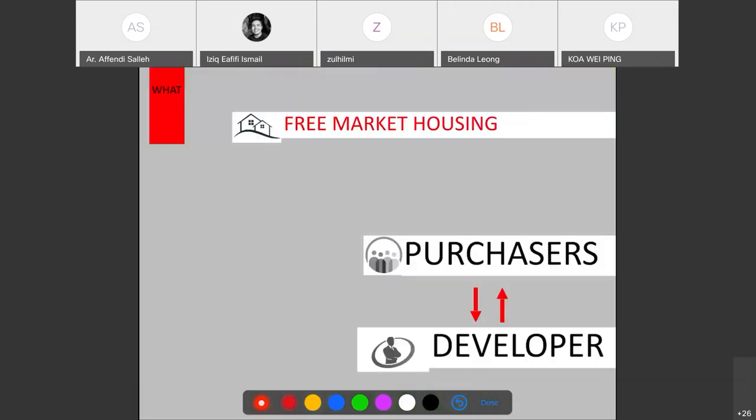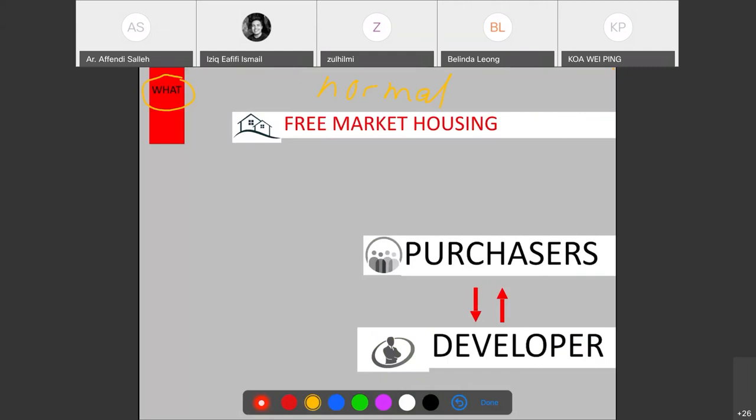Now, let's talk about the first part, the what part. To understand affordable housing, you must understand what free market housing is. Free market housing is what you call normal housing, lah. Those terrace houses, semi-detached, bungalows, those mass housing are free market housing. Free market housing is very much straightforward.